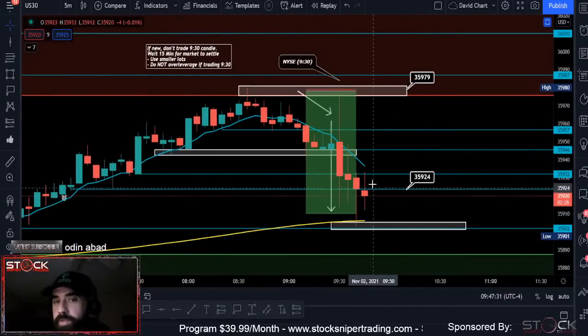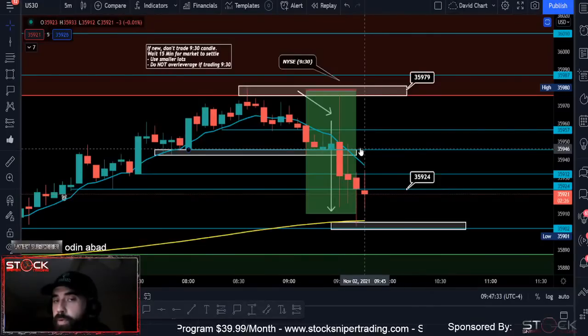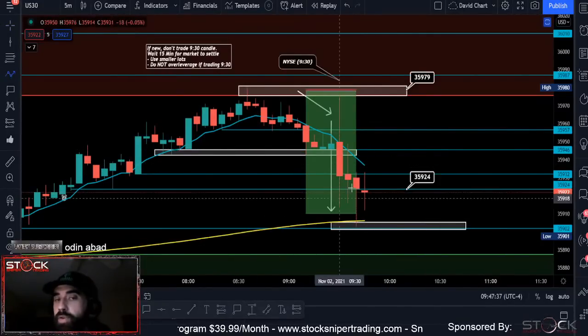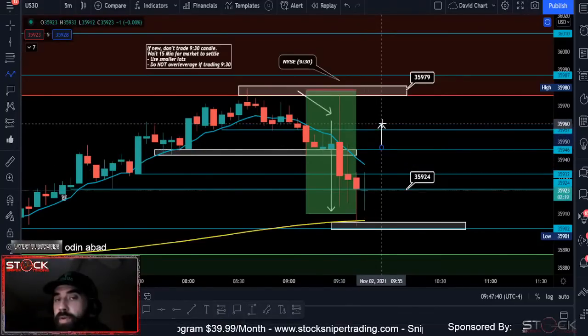See how it's starting to form some support? Only area that I'm looking for is if it starts to break above this moving average right here. That's the only area, guys. If not, it's still going to be in sells, okay? For real, it's still going to be in sells.